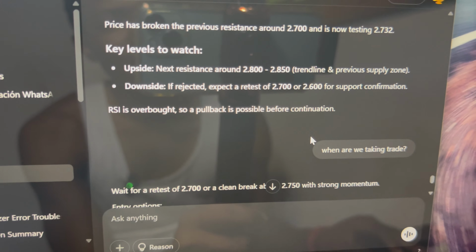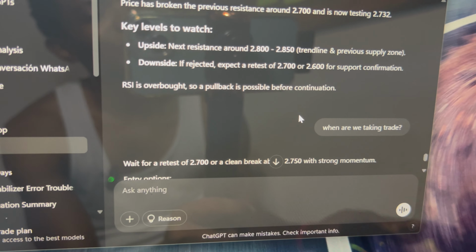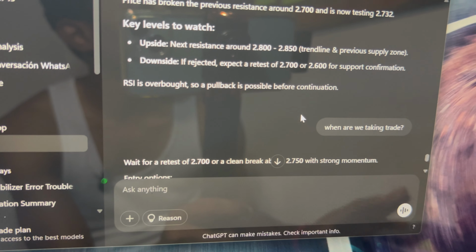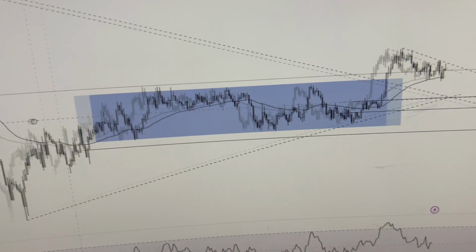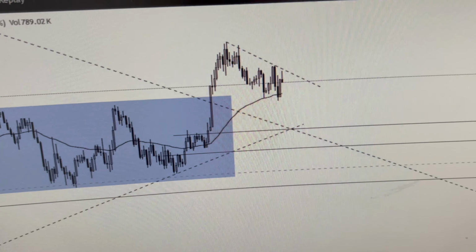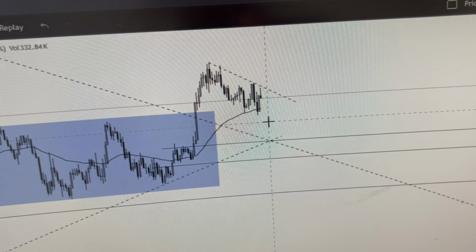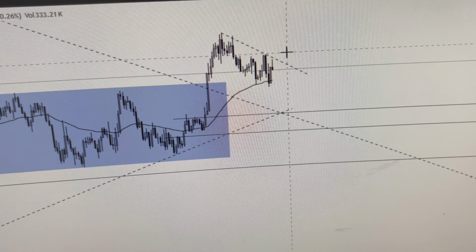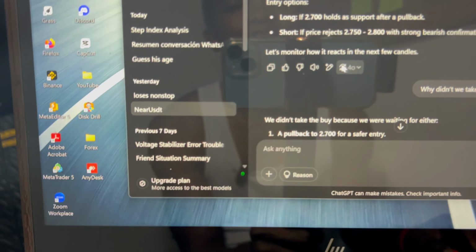So then I asked the chart when are we taking a trade, so he just told me that I should wait for a retest. But currently the retest is happening now. You can see there's a retest here, and probably the price might break this minor trend line and start buying. But then let me hear what you have to say here first.